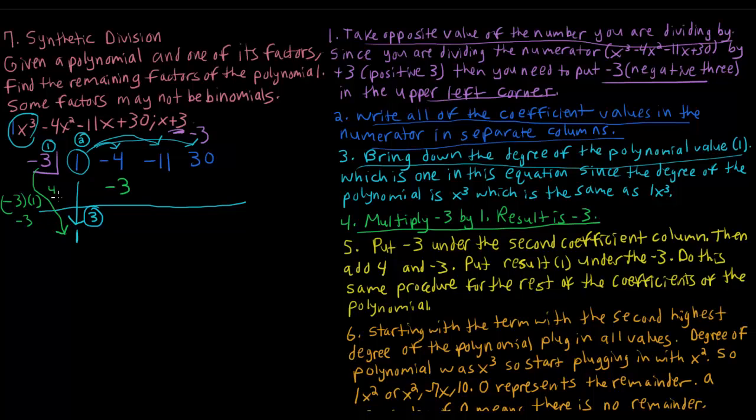So now moving on to step 5, we need to put negative 3 under the second coefficient column, which is what we did right here. Then we need to add negative 4 and negative 3. So we need to add these two terms together, and this is kind of our step 5, and that just gives us negative 7.